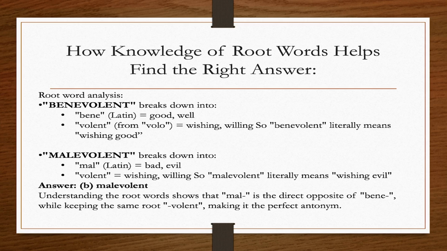So malevolent breaks down into mal, the Latin word for bad or evil. Volent is wishing or willing. So malevolent literally means wishing evil. Understanding the root words shows that mal is the direct opposite of bene, while keeping the same root volent, making it a perfect antonym. Okay, so the antonym of benevolent is malevolent. In this context, malevolent is the correct answer.